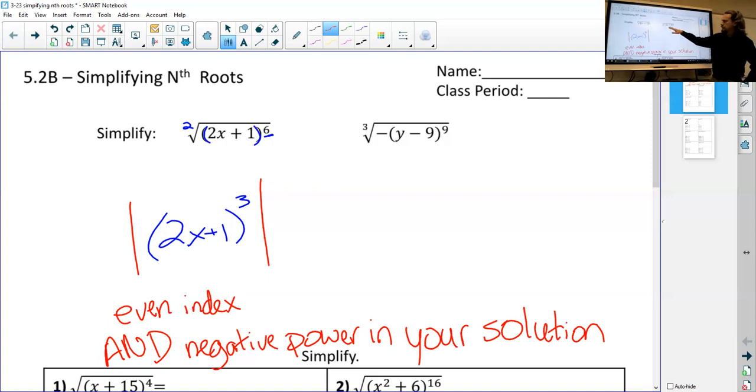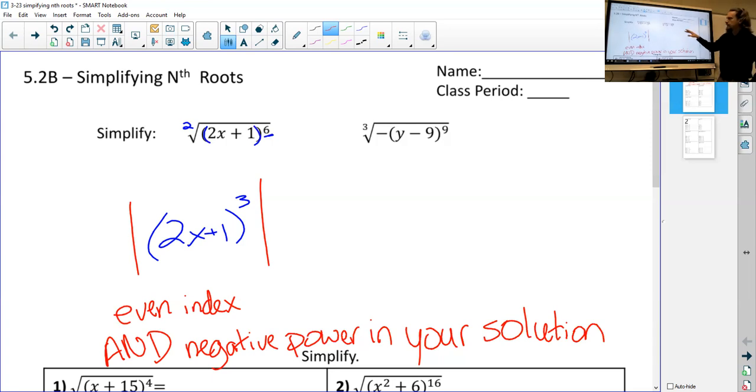Like if we look at our second example, it's the 3rd root, cube root, negative y minus 9 to the 9th power. As soon as I see, okay, this is odd, I have an odd index, I don't worry about absolute value. I just answer this like I would any other problem.